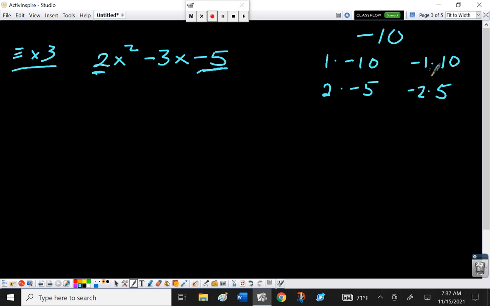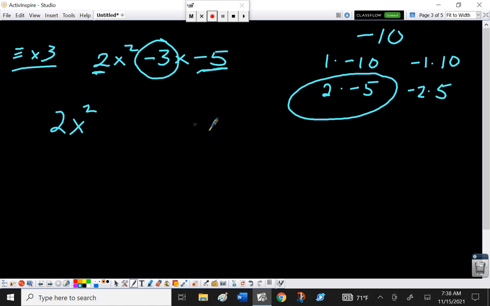Let's see, are there any other factors of 10? No, that's it. So, I've got to look at these pairs and see which one, when combined with addition, will give us a negative 3. It turns out that this pair will give us a negative 3. 2 minus 5 is a negative 3. So let's write down the 2x squared, skipping some space, minus 5. Now, I'm going to write down positive 2x and a minus 5x.